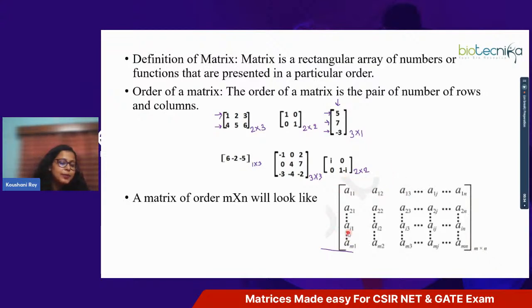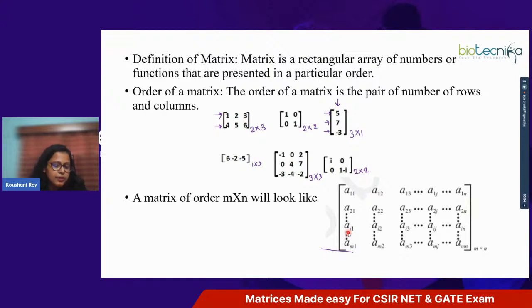First of all, please let me know, I'm looking over the chat section, if you have any doubt with the order of the matrices. I'm waiting. Okay, I hope everyone is clear with the concept of orders of a matrix.